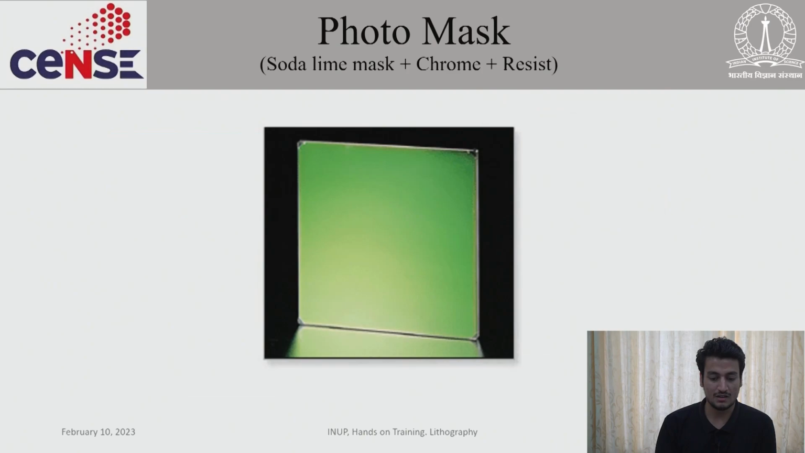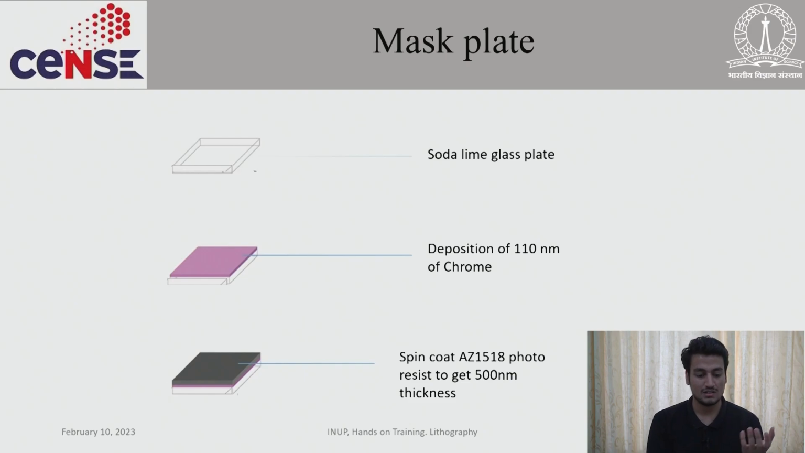After that we have a photo mask. How is a photo mask made up? Basically it's soda lime glass over which we have chrome metal, and on top of that we have resist chemical. That's the full system which we call a photo mask. As you can see, this is the base, which we call soda lime. On the top we have chrome metal, and then we have resist. This resist is AZ1518, and the resist thickness is almost 500 nanometers.